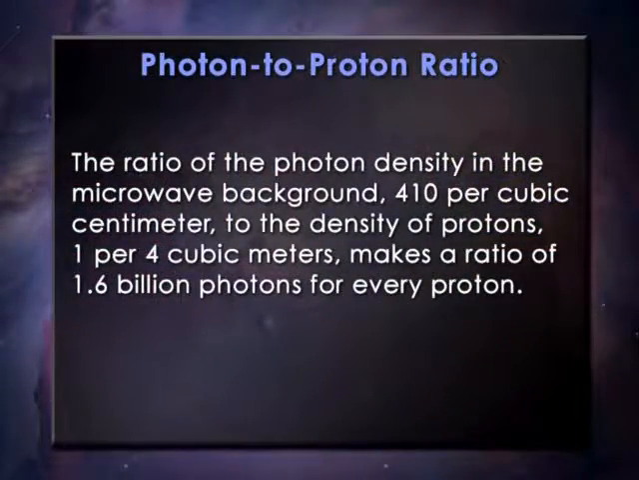So far I've emphasised how brilliant the light is and how rarefied the gas is. But let's be more specific. What's the relative number of photons to protons? What's the photon to proton ratio? Well, in today's universe, it's just the ratio of the photon density in the microwave background, which is 410 per cubic centimetre, to the density of protons, which is 1 per 4 cubic metres. That makes a ratio of 1.6 billion photons for every proton.